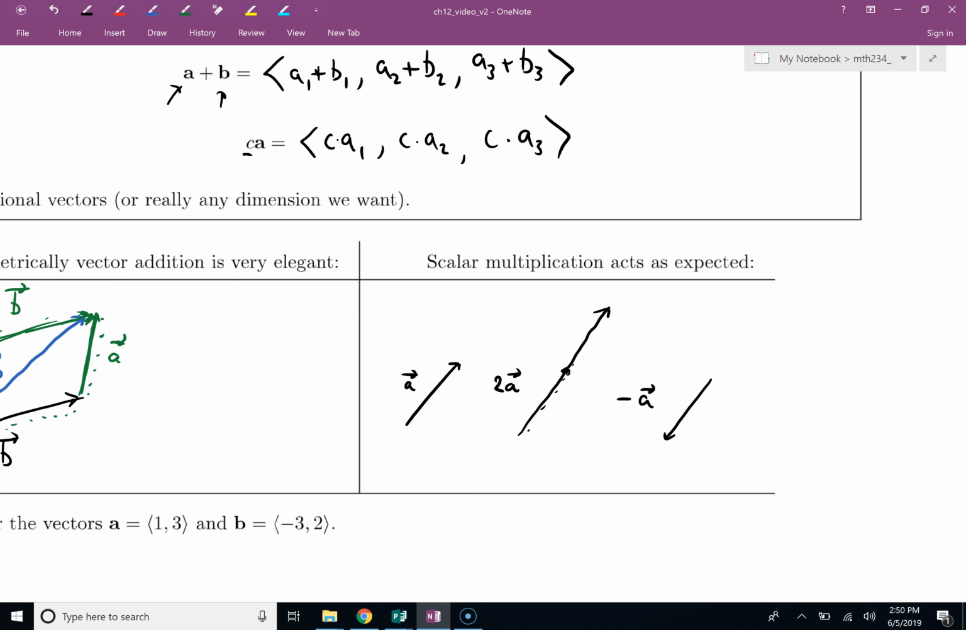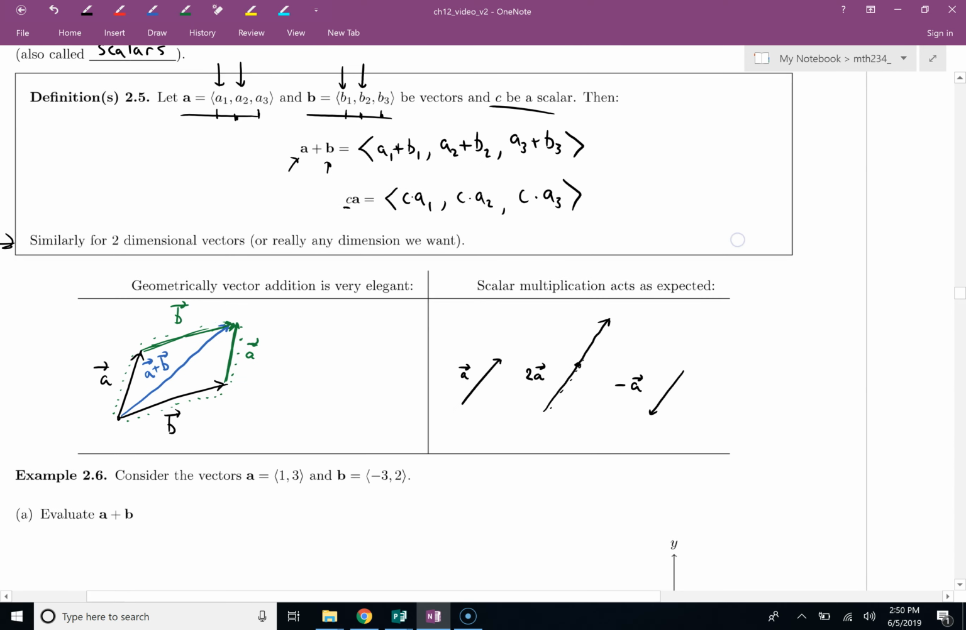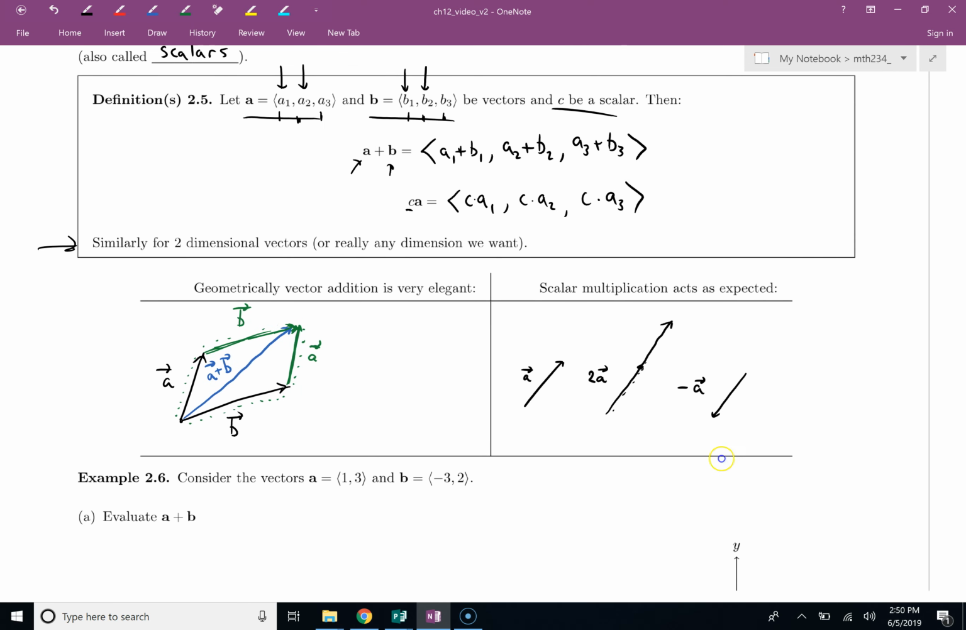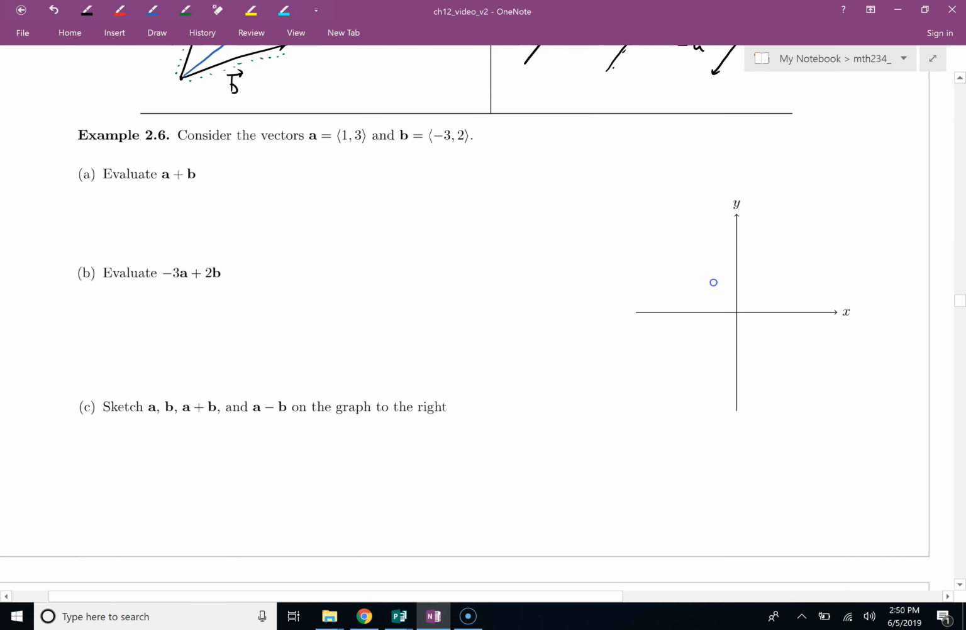You can even scale them in this opposite direction here, right? But it's literally scaling vectors, and that's why we call these things scalars. All right, so we've been talking a lot about theory here, with these definitions and abstract ideas. Let's actually put some concrete numbers to this.